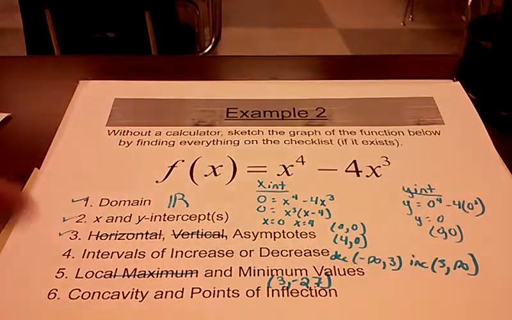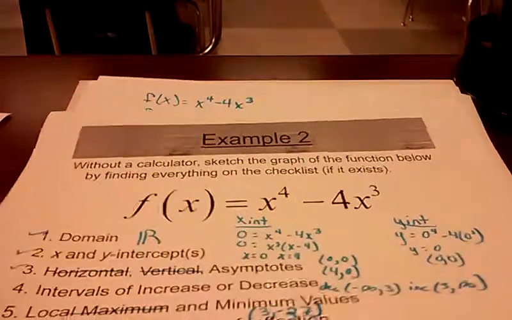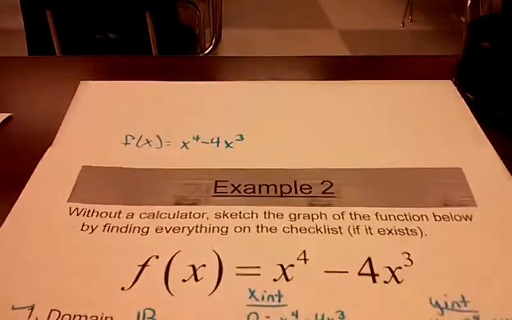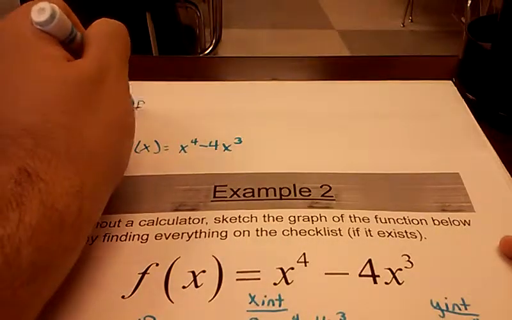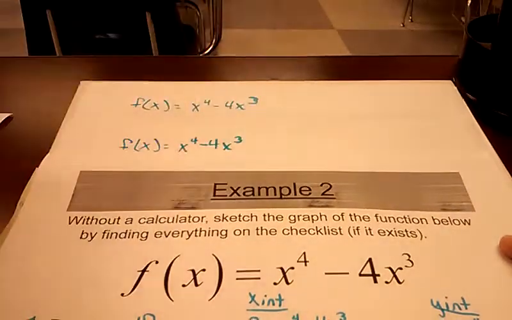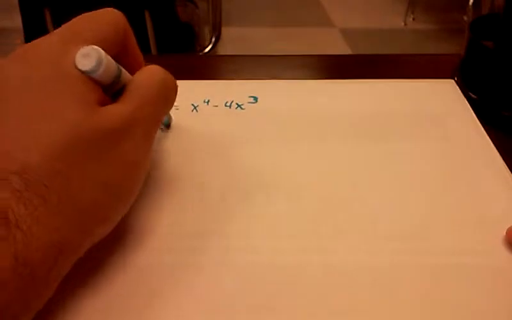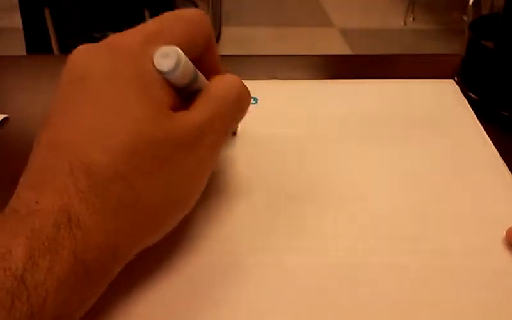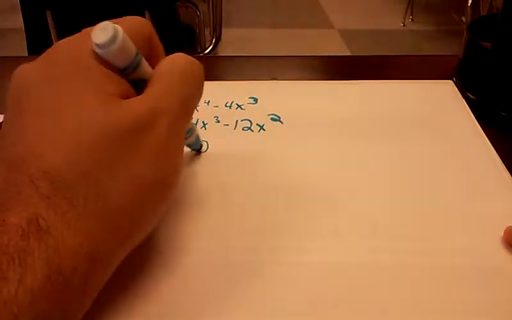All right, now to find concavity, we're going to have to take the second derivative. So let's keep my function. My function is f of x equals x to the fourth minus 4x cubed. Okay, we took the derivative of that, and the derivative of that was 4x cubed minus 12x squared. The second derivative of that would be 12x squared minus 24x.